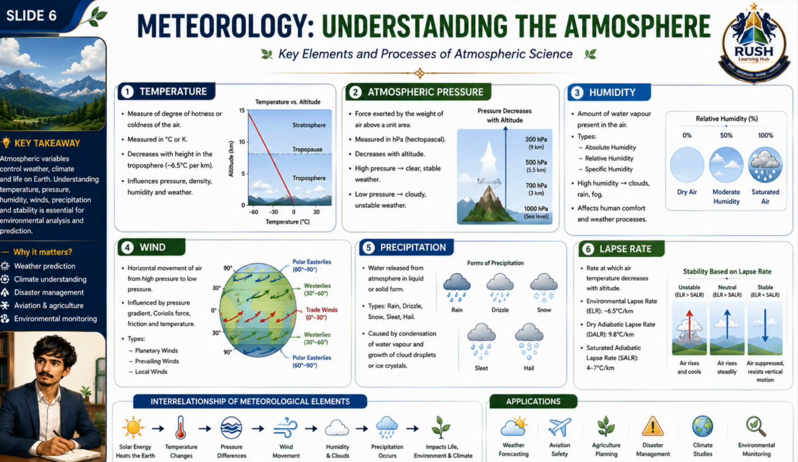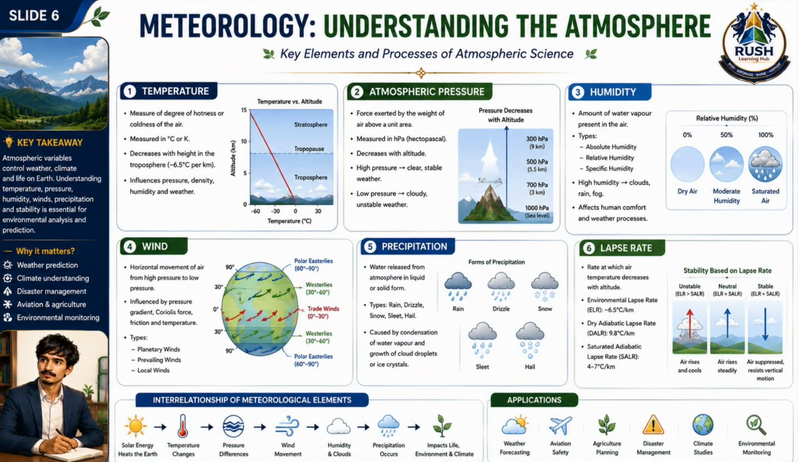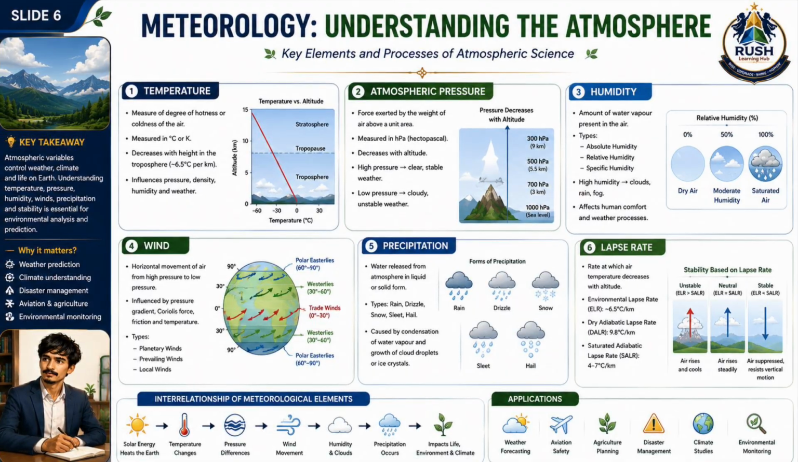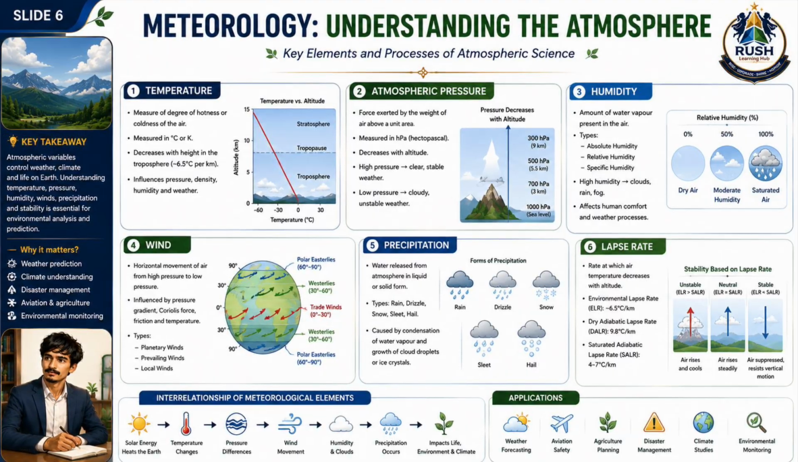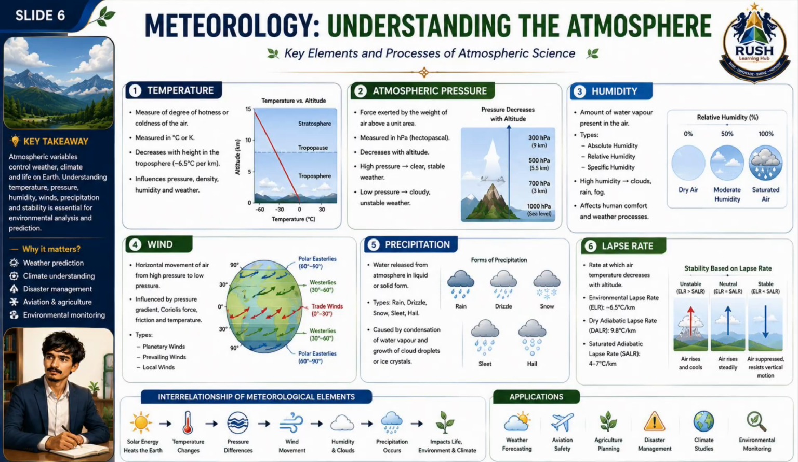In summary, temperature controls atmospheric energy, pressure drives air movement, humidity represents atmospheric moisture, wind redistributes energy and moisture, precipitation returns water to the Earth's surface, and lapse rates determine atmospheric stability. Together, these meteorological parameters govern weather, climate, environmental quality, and many ecological processes that are fundamental to environmental science.